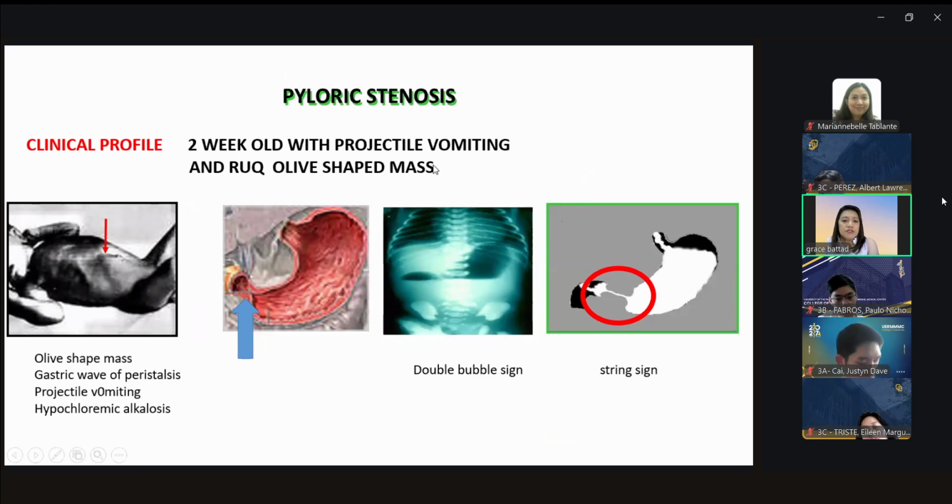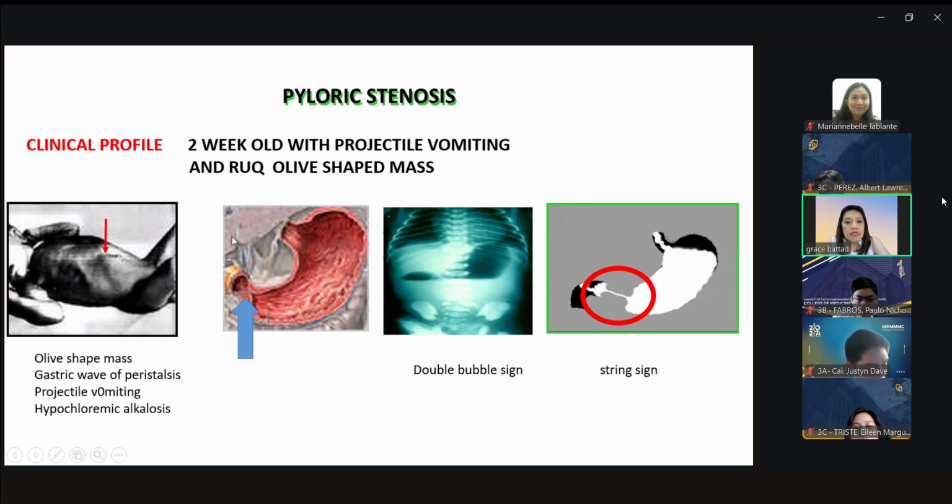Going back to our patient who had a right upper quadrant olive-shaped mass, on the physical examination, you might see, if you try to feed this baby, there's going to be a gastric wave of peristalsis before there's going to be vomiting. Okay, and there will be associated hypochloremic alkalosis because the gastric juices are also extruded out. So what is happening is in this area of the pylorus, you will have thickening of the muscular area there.